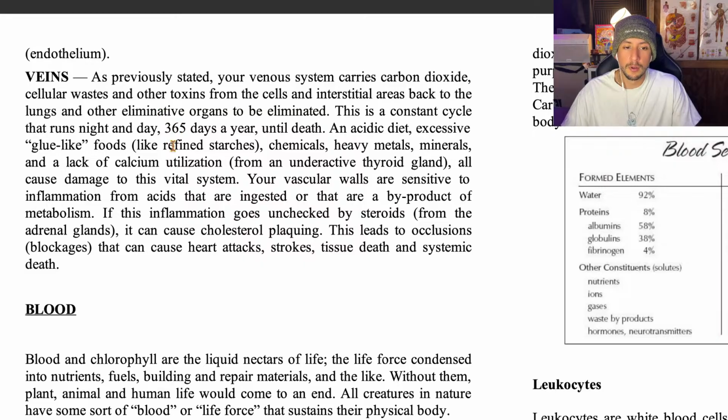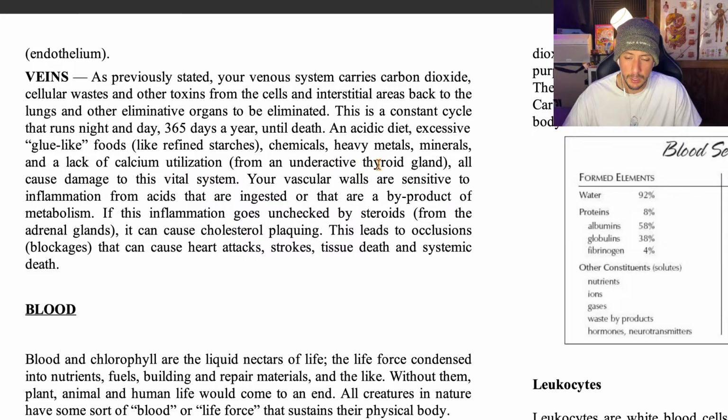And that's what's going on whenever you're sending all this into your stomach. Basically all this pasta breaks down the exact same way inside your stomach. Chemicals, heavy metals, minerals, and lack of calcium utilization from an underactive thyroid all cause damage to this vital system.